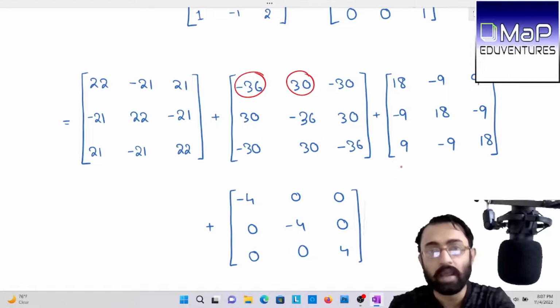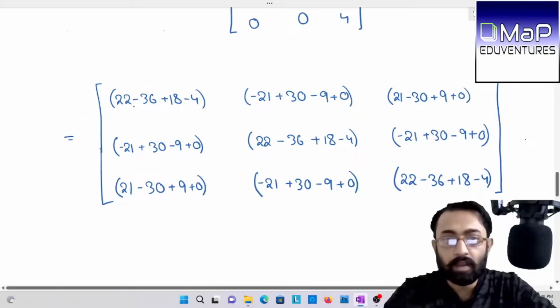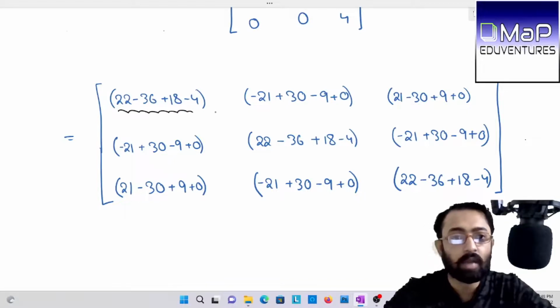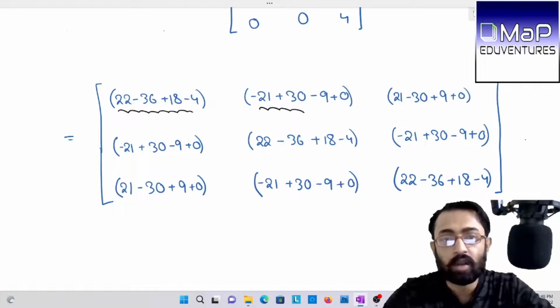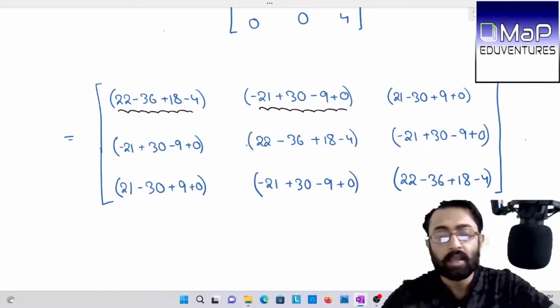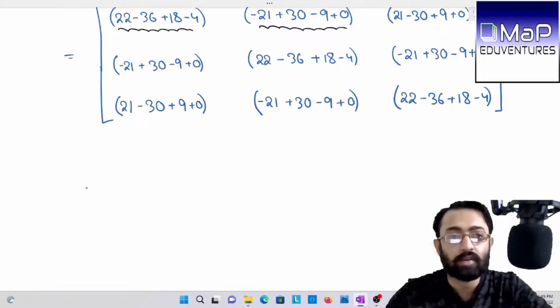Now let us add on. So correspondingly, if I add, see how I will write. Alright, so here after adding the corresponding elements of the matrices, what did we get? You can see 22 minus 36 plus 18 minus 4, which will be 0. Again similarly, minus 21 plus 30 minus 9, 0. So we have actually obtained a zero matrix.